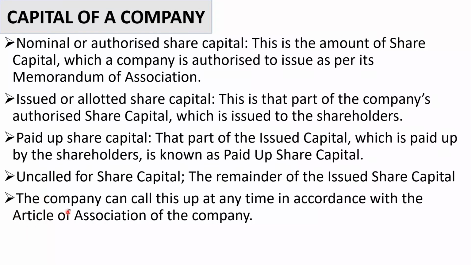So now the company can call this uncalled for share capital at any time in accordance with the articles of association of the company. So the articles of association state that this type of share capital, the company can call it or use it whenever they need it. Because initially it is kept for the unforeseen, if we use the example that I had given.